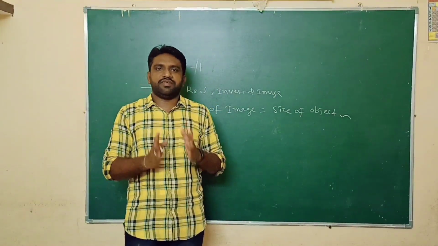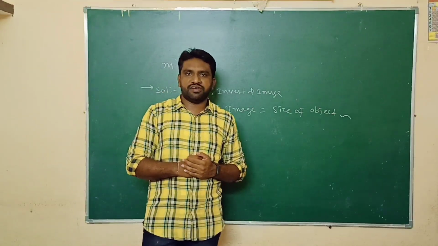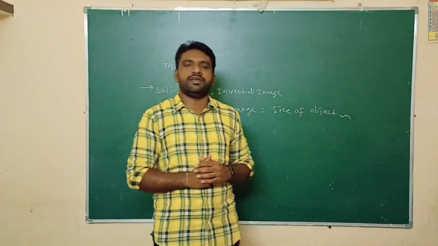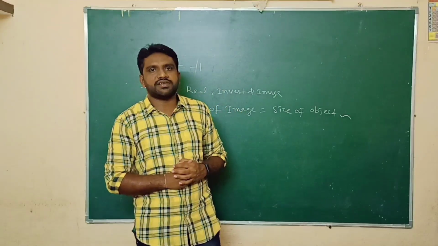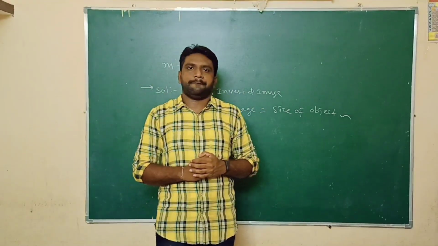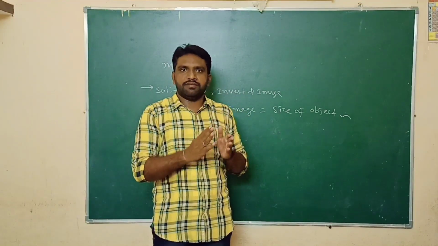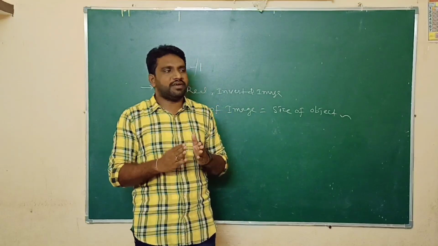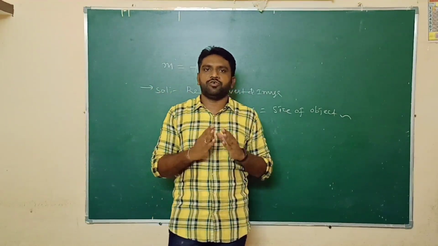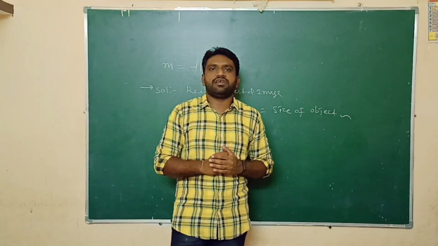And the most important question is the differences between real image and virtual image. This is a very important question. I will explain the answer once again. A real image is always inverted. A virtual image is always erect. Next, a real image can be caught on the screen. A virtual image cannot be caught on the screen. And when do we get a real image? We get a real image due to a converging beam of light, and we get a virtual image due to a diverging beam of light.